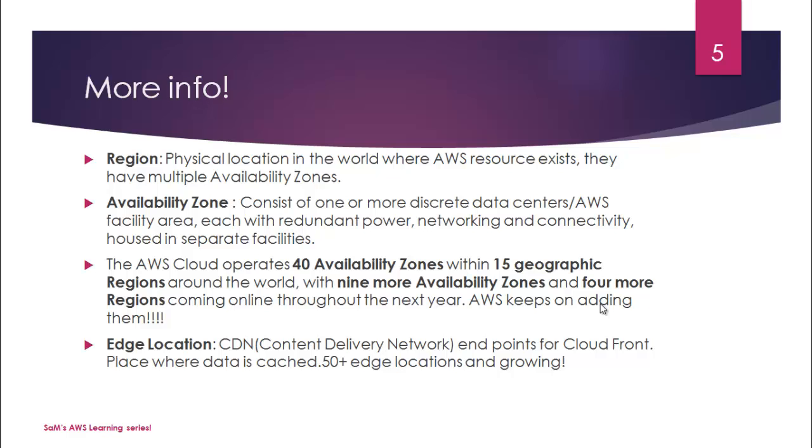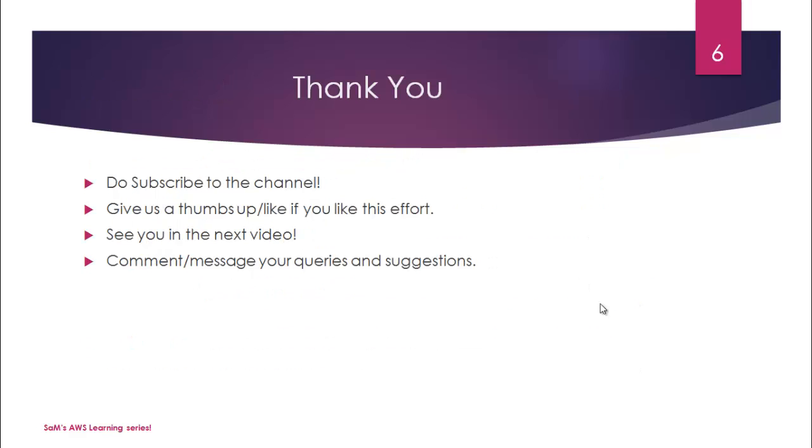What do you mean by availability zone? It's a dedicated data center or a grouping of data centers. Then what do you mean by region? One or more availability zones in a physical location is known as a region. Then what do you mean by edge location? It's the endpoint of CDN, and the CDN service of Amazon is known as CloudFront. That's all you need to know for now, and that's all I've got here, guys.